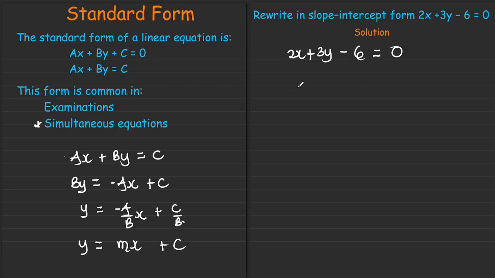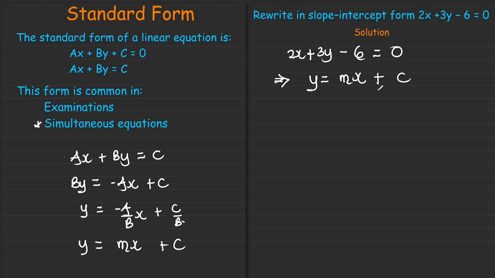It could either be this or 2x plus 3y is equal to 6. Any of these can be said to be in the standard form. But the question here is we want to change it into the slope-intercept form. So we know that the slope-intercept form is written as y equals mx plus c.